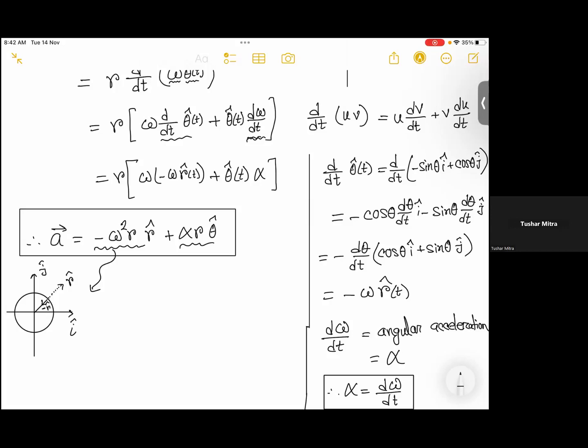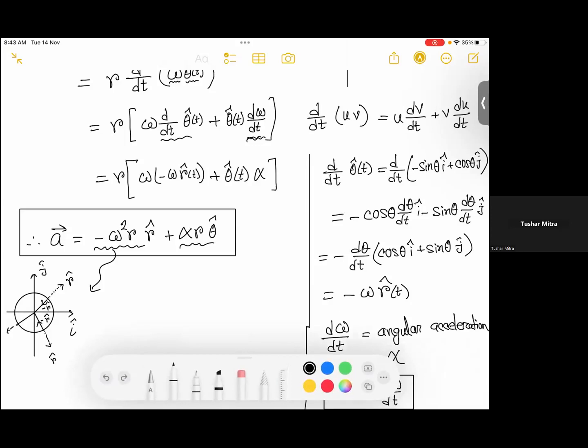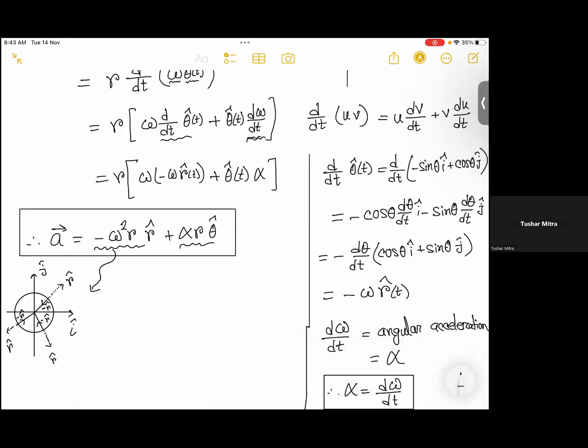Similarly, if your position is here, and this is the direction of your r hat, then the minus r hat will be in this direction. If your position is here, then this is the direction of r hat in that position. So the inward direction is minus r hat, right? So everywhere in the circle, the direction of this acceleration component is towards the center of the circle. Do you see that? Wherever your particle is, the acceleration is always towards the center of the circle. And that's why we call this a centripetal acceleration.